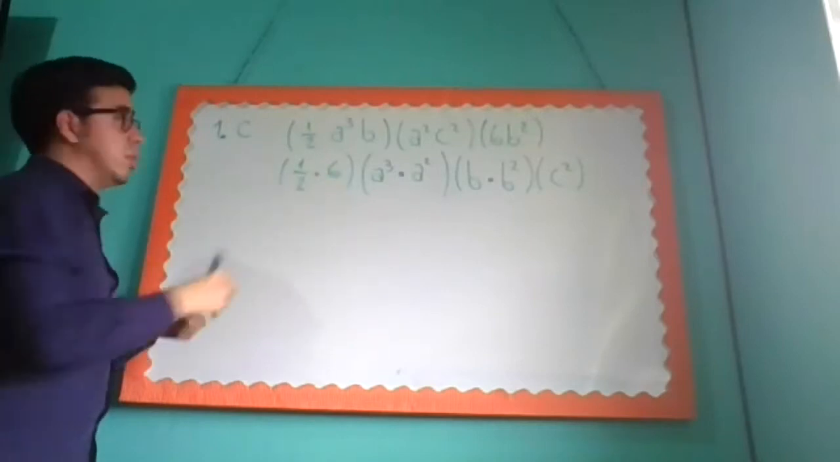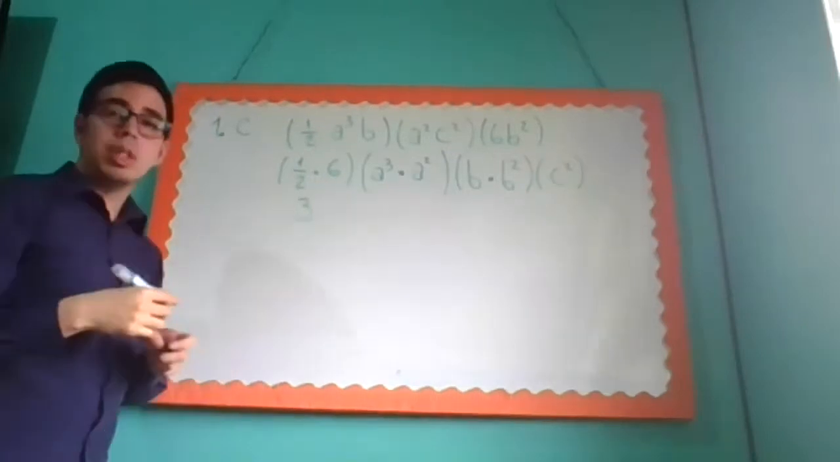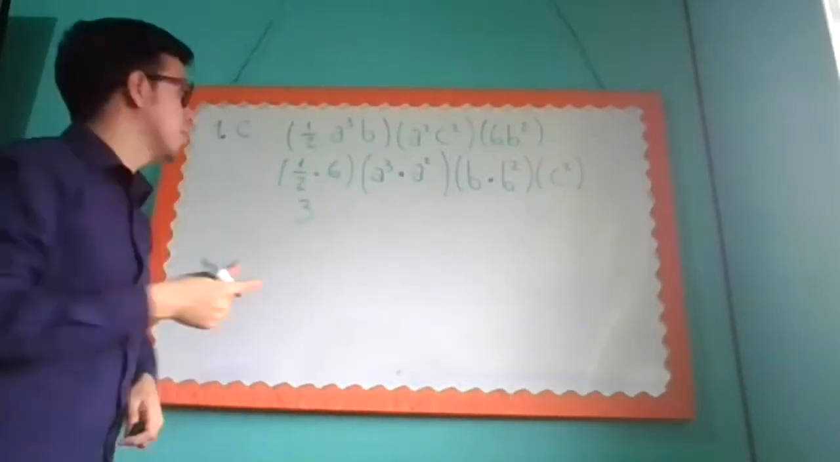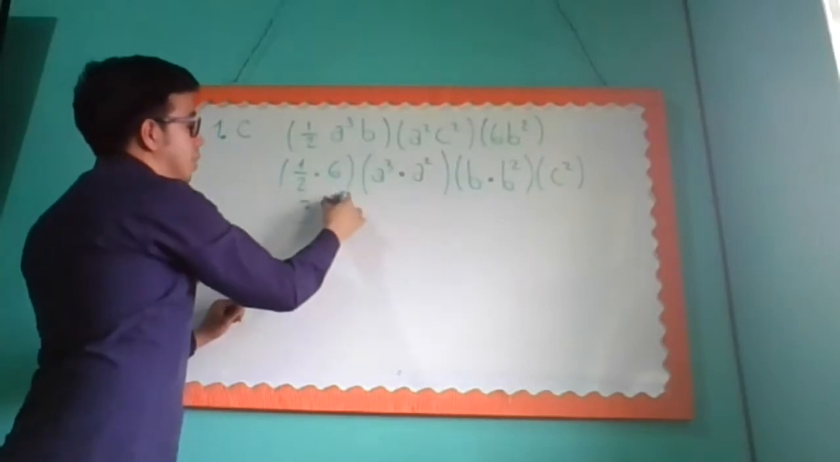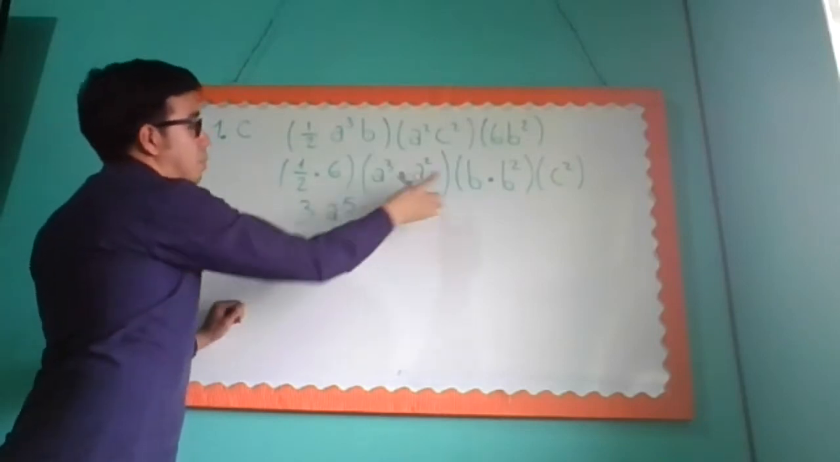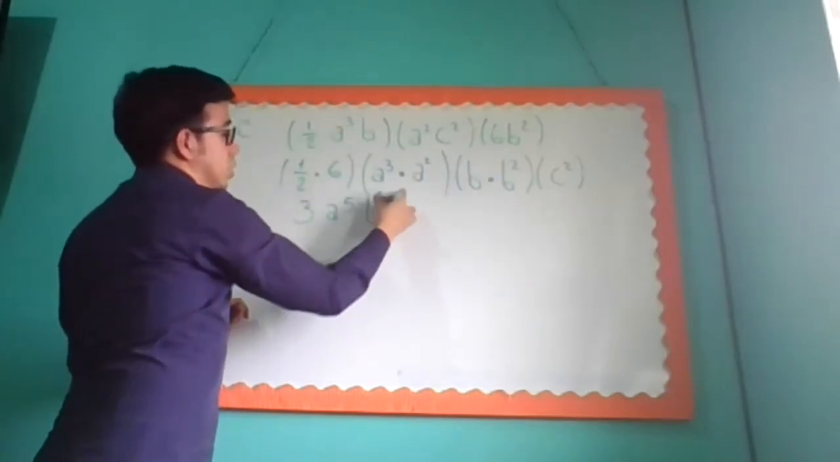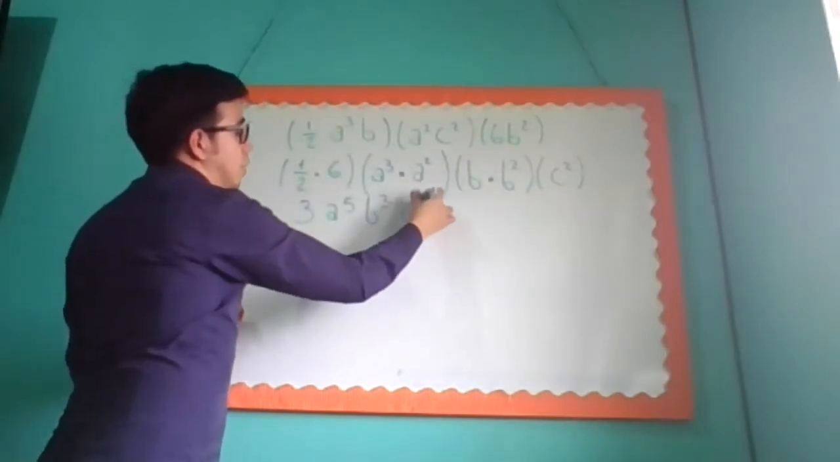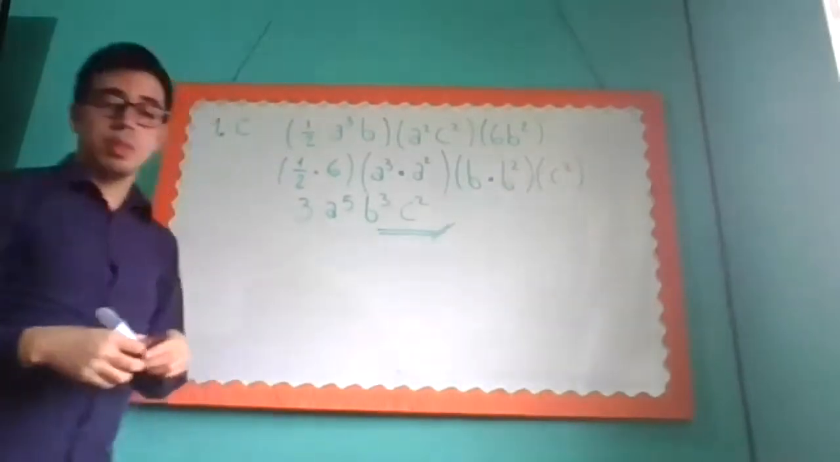And you already know the result. 1/2 of 6 is going to be 3. You only obtain the half of 6 when you multiply it by 1/2. A to the power of 5, B to the power of 3, and C to the power of 2. So this is the result that we obtain for the multiplication.